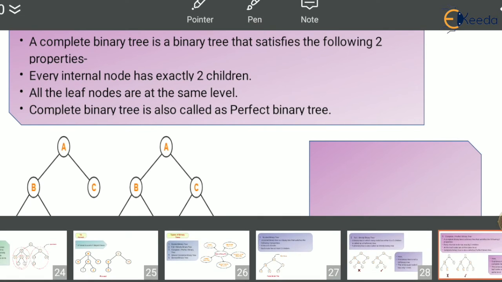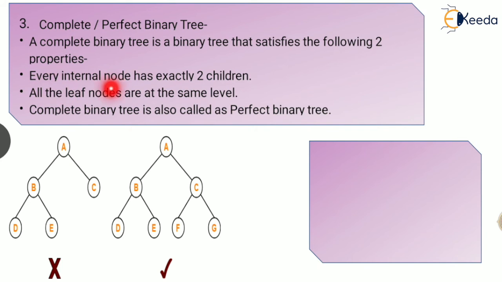I'm using the pointer here. All leaf nodes are at the same level. A leaf node, a terminal node, doesn't have any child. These are all the leaf nodes which are at the same level. Understand? Exactly two children is very important.